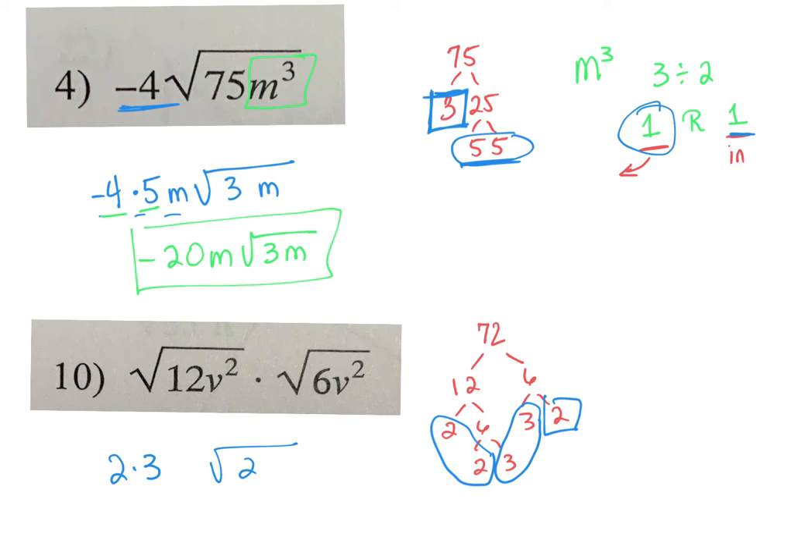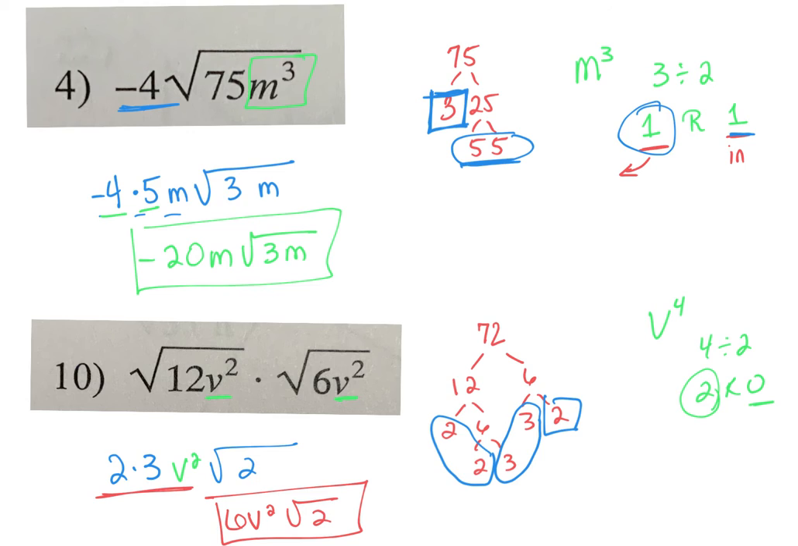And then don't forget, when you are multiplying these, you add their exponents, so it ends up being 4. So you do that 4 divided by 2, that's 2 with the remainder of 0, which means 2 of your v's are going to come out. None of them are going to stay in. So to finish this, you just multiply this, 2, 3, and v squared is 6v squared, and then you still have that 2 on the inside.